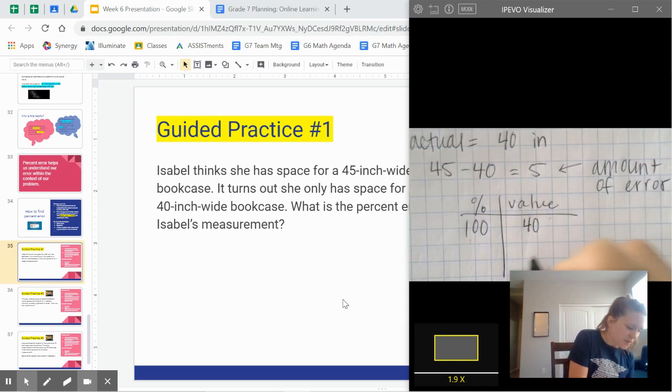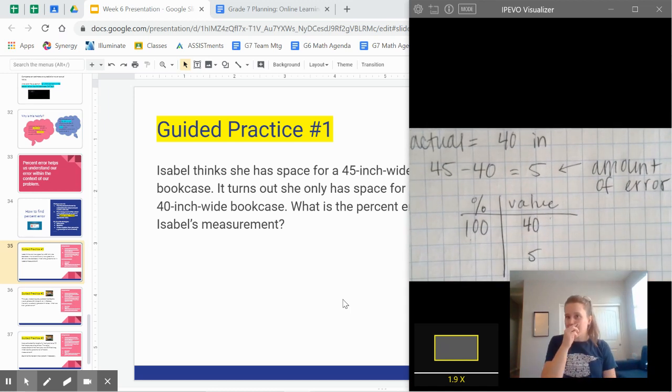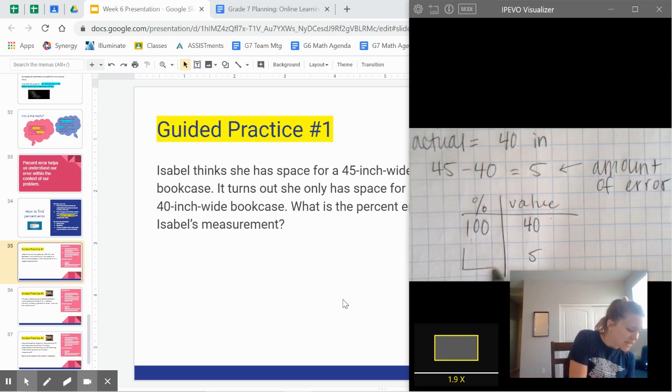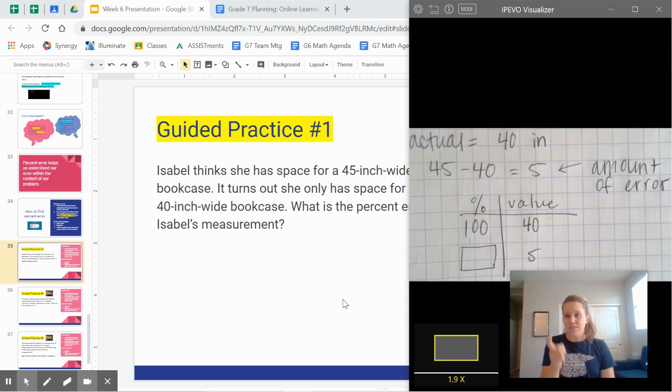I want to find what percent the error is. The error is 5 inches. I want to find what percent. My answer will be here. Use any strategy to find that missing value. 15 seconds left.